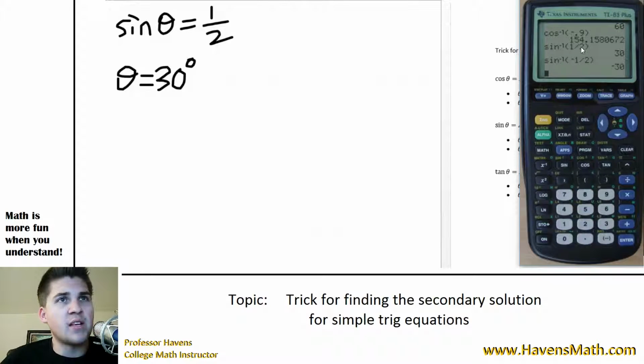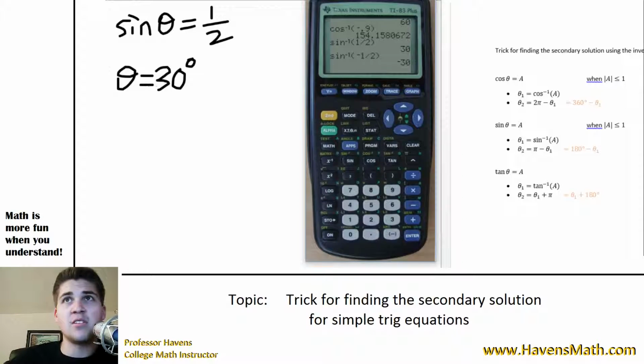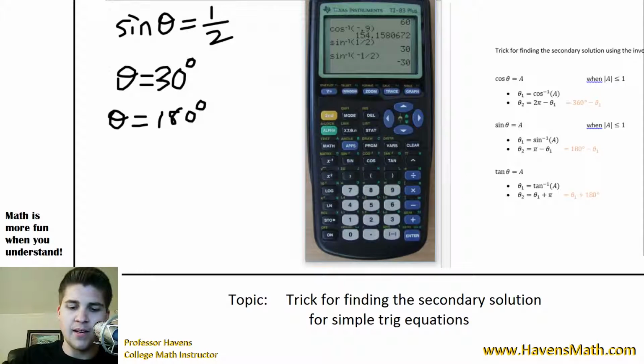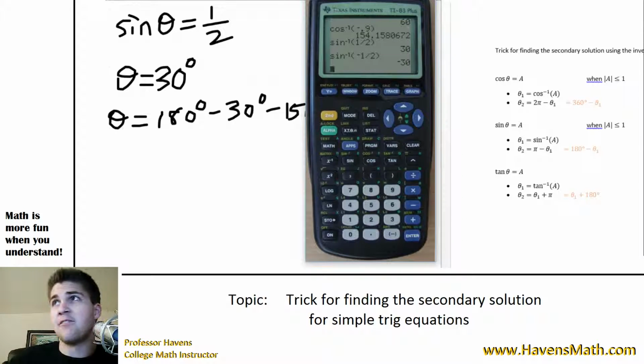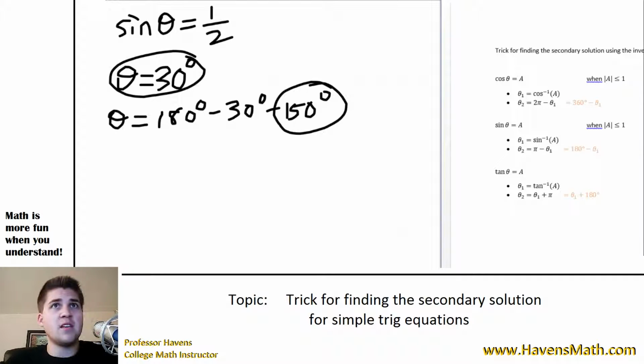How we used to find the other was by reflecting it, but here's the shortcut instead. The shortcut says our secondary solution, theta 2, is 180 minus our first, or pi minus the first. Since I'm in degree mode, our second solution is just 180 minus 30, which is of course 150. That's a lot faster. We can get our two solutions, 30 and 150, quite a bit quicker. And if we look at those two angles, 30 and 150, they both have a sine of 1/2, so that checks out.